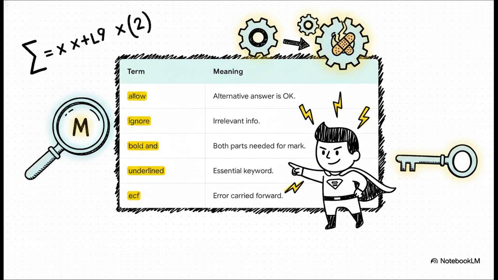So, here it is, your official examiner speak decoder ring. We've talked about most of these, but let's just focus on that last one for a second. ECF. This stands for error carried forward, and honestly, it can be a total lifesaver in calculation questions. It means that even if you mess up the first part of a calculation, you can still get marks for the next parts as long as you use your wrong answer correctly. How great is that? It's like a safety net.